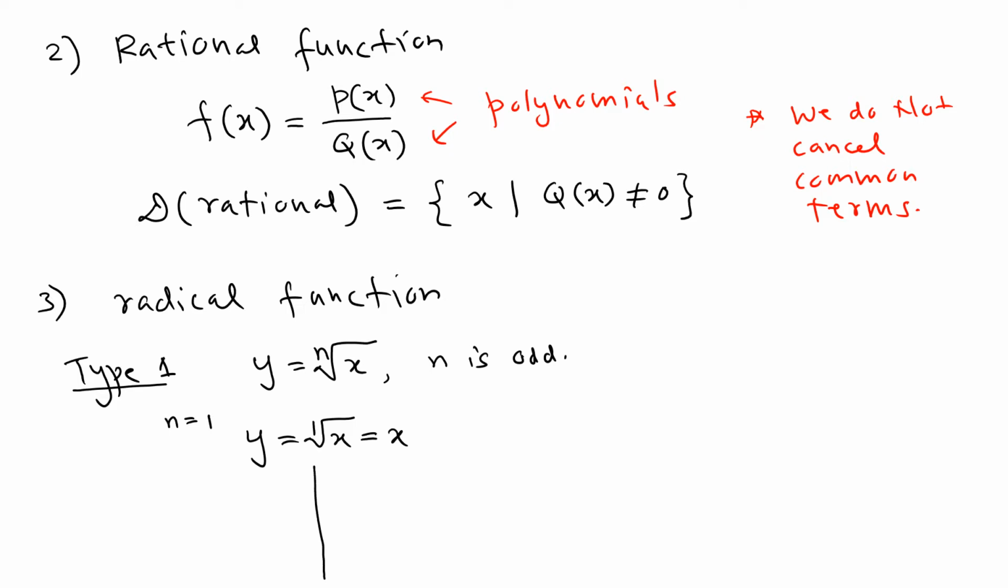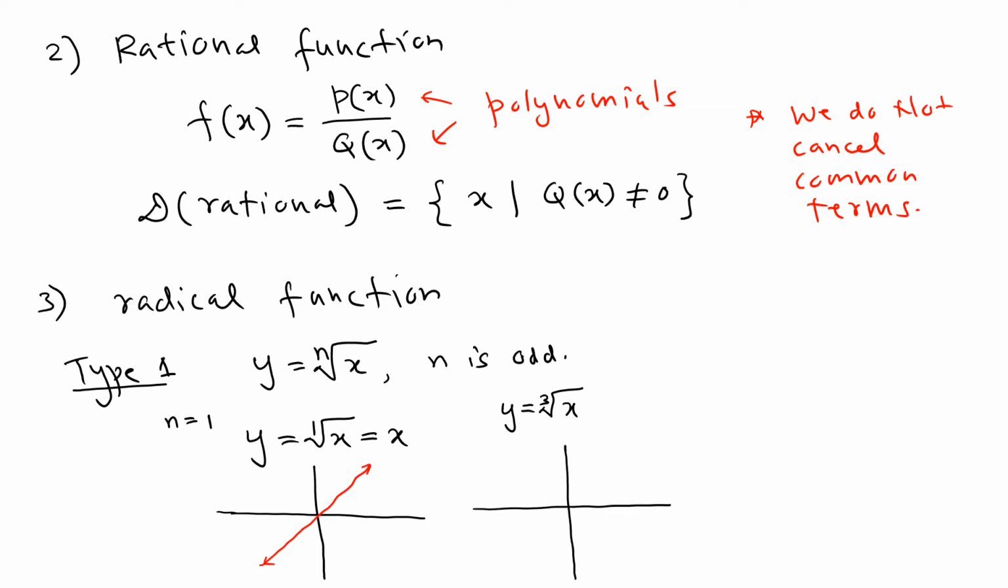We know that this y equal x function behaves very well. This is the graph of the function y equal x. That's just a straight line, and you can see that it's defined for all real numbers. Let's look at other cases, like what if n equal 3? For example, y equal cube root of x. If you look at the graph of this function, this is how it behaves.